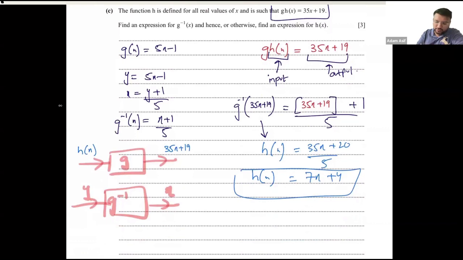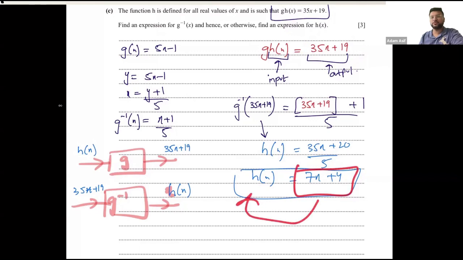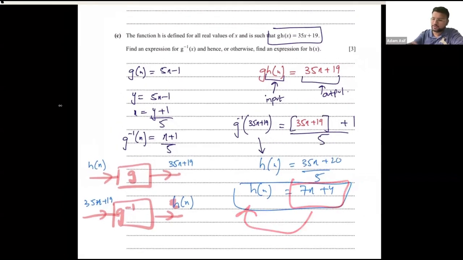तो इनवर्स फंक्शन में जब मैं 35x प्लस 19 प्लग इन करूंगा तो आउटपुट क्या आएगा? h ऑफ x. मुझे क्या फाइंड करना है इस क्वेश्चन में? h ऑफ x. तो मैं g इनवर्स में इनपुट की जगह 35x प्लस 19 जब प्लग इन करूंगा और सिंप्लीफाई करके जो मेरे पास एक्सप्रेशन आएगा वो मेरा h ऑफ x हो जाएगा. इमाद एंड राफे, आप समझ में आई बात?